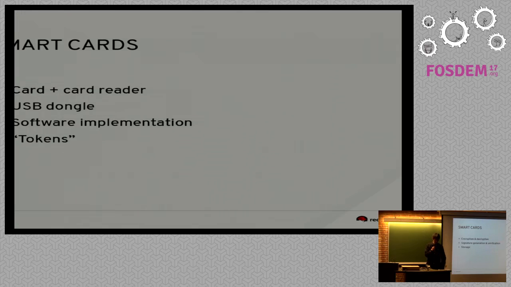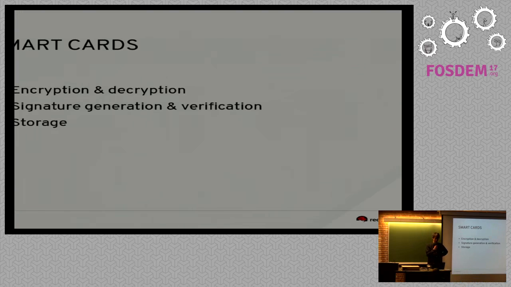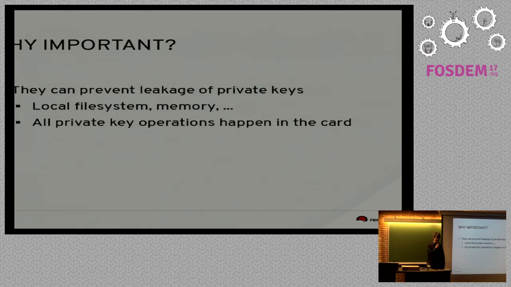So smart cards are basically small computing devices that can perform some crypto operations, such as encryption or decryption, or creation and verification of digital signatures. And they also provide some storage functions, such as a certificate store, or they can secretly store private keys in there. So why in this age are smart cards still important?